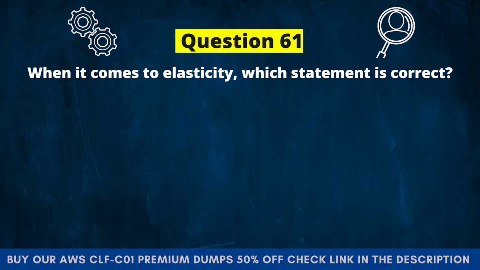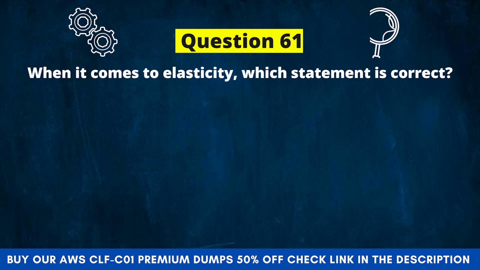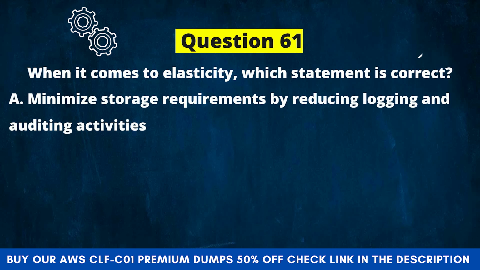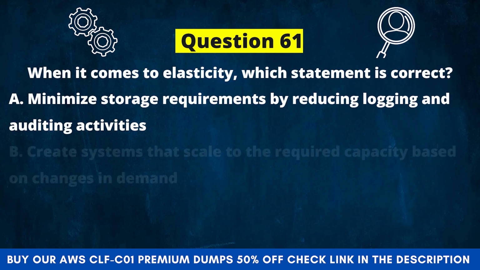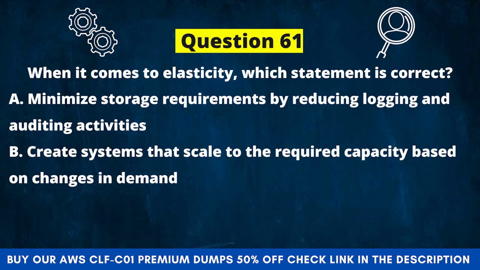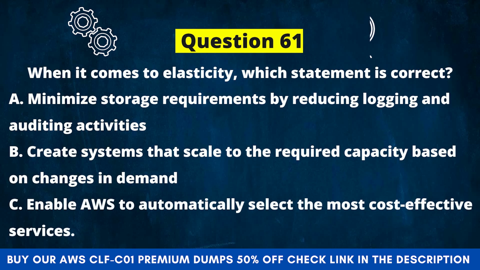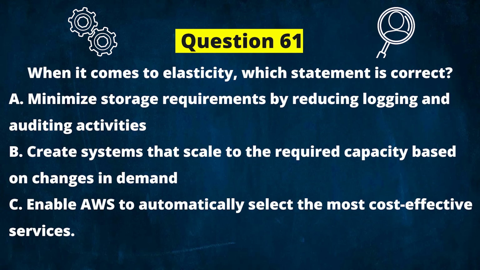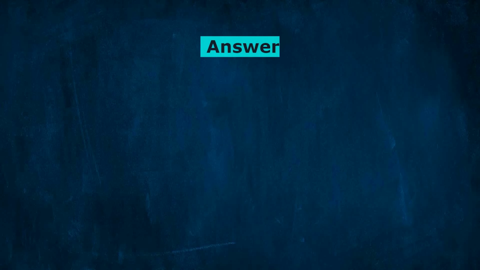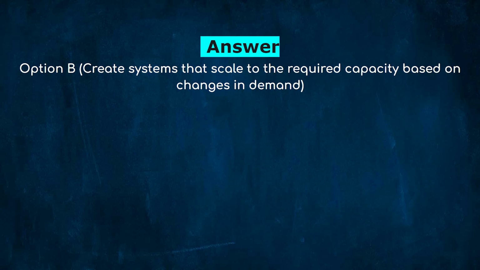Next question. When it comes to elasticity, which statement is correct? And the options are A. Minimize storage requirements by reducing logging and auditing activities. B. Create systems that scale to the required capacity based on changes in demand. C. Enable AWS to automatically select the most cost-effective services. And the correct answer is option B. Create systems that scale to the required capacity based on changes in demand.